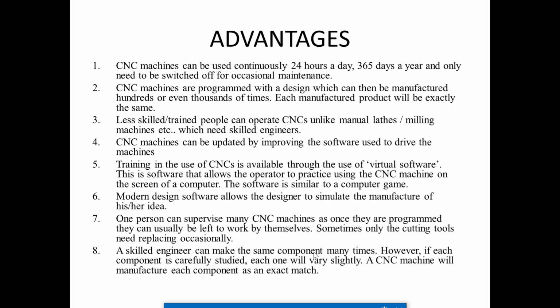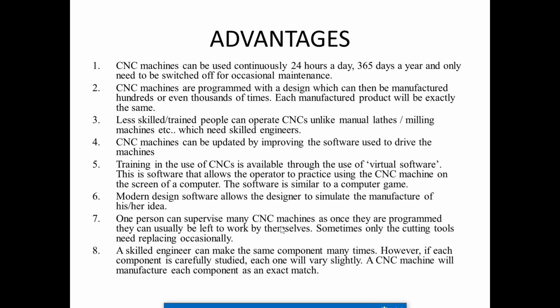Then the eighth one is a skilled engineer can make the same component many times. However, if each component is carefully studied, each one will vary slightly. A CNC machine will manufacture each component as an exact match, as we have discussed in the first point. If you give components to be made by human labor, there will be a variation in sizes. But when you give it to a CNC machine, lakhs of items or components will have the same dimension.